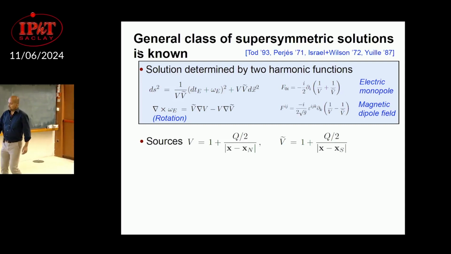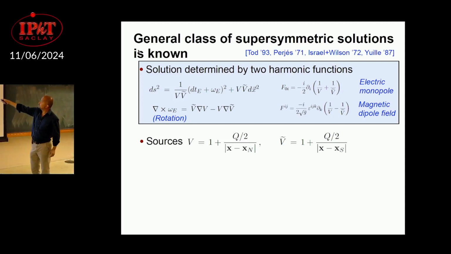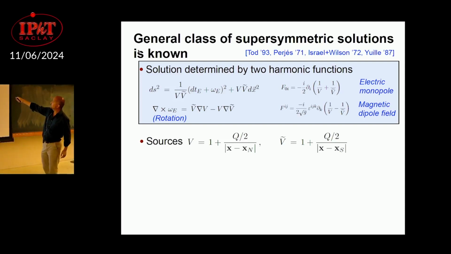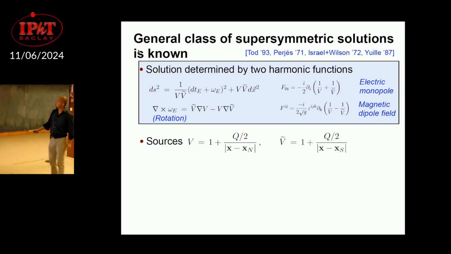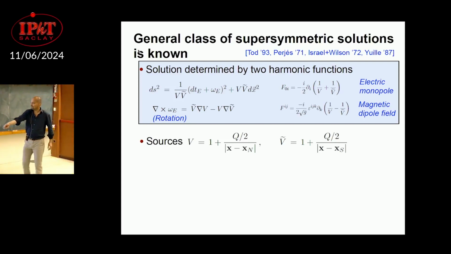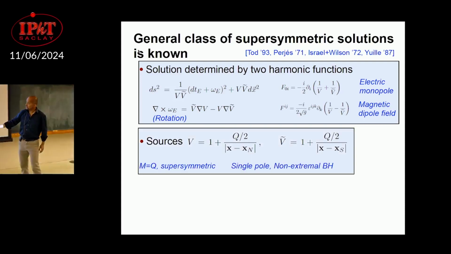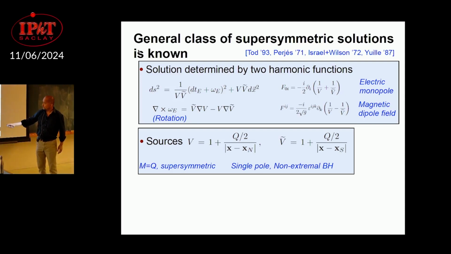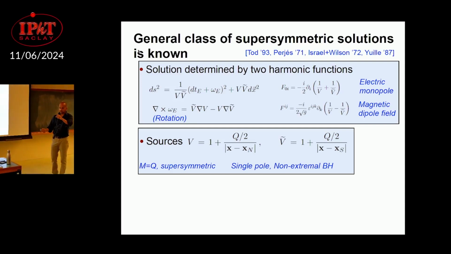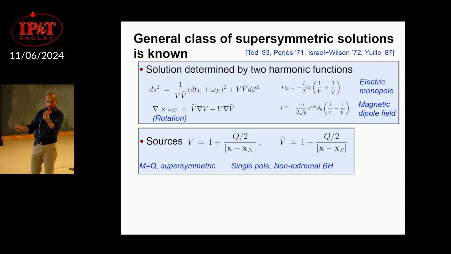So as you just said, these solutions were first discussed by Israel and Wilson and Perjes. In the full supergravity, they have m equal to q and they're supersymmetric. And now notice what has happened: in the extremal case, you had a 1 over v squared, and there was a double pole, and that's what gave you the AdS2, the extremal throat.